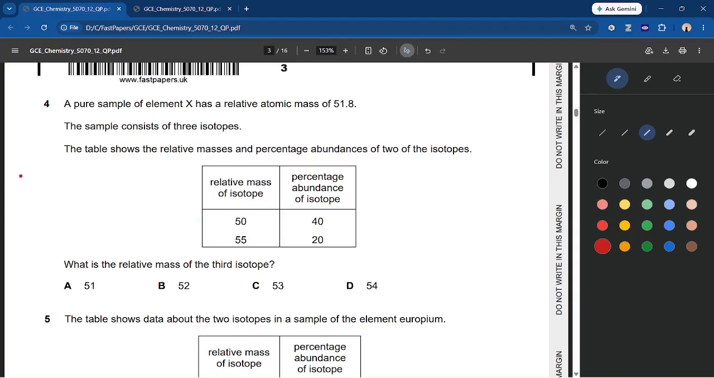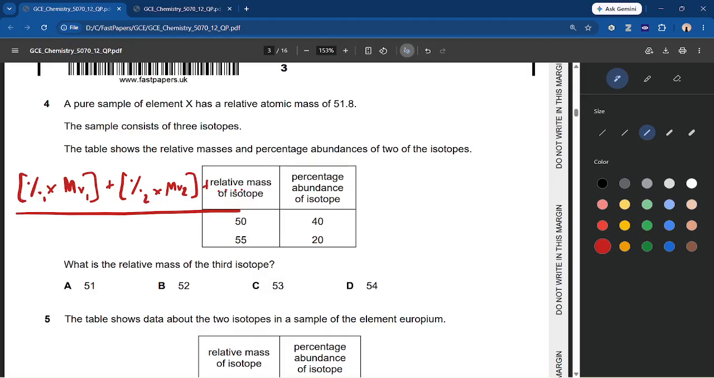Okay, so the way this goes is you take percentage times MR1, so percentage 1 times MR1 plus percentage 2 times MR2, and then this goes on, and this will be divided by 100 to get the final MR. So this is equal to the final MR.